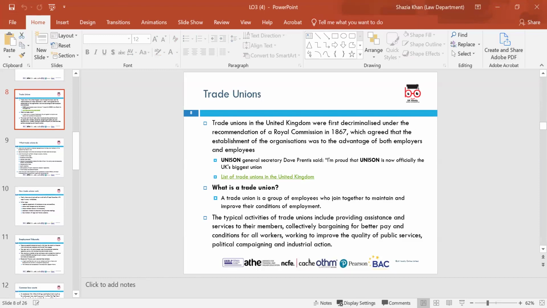Trade unions are really important. A trade union is a group of employees who join together to maintain and improve their conditions of employment. The typical activities of trade unions include providing assistance and services to their members, collectively bargaining for better pay and conditions for all workers, working to improve the quality of public services, political campaigning and industrial action.